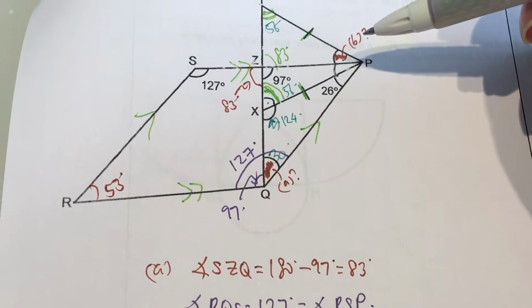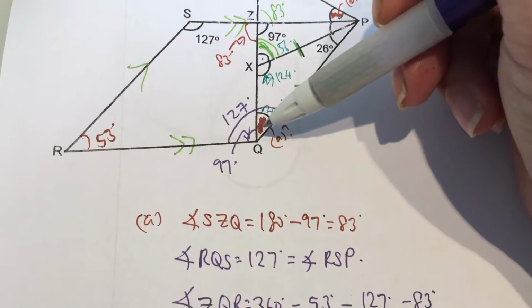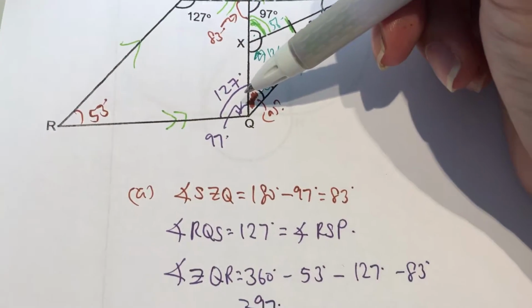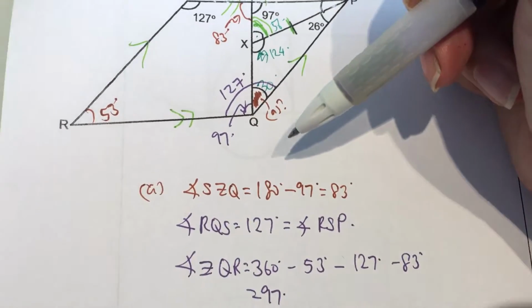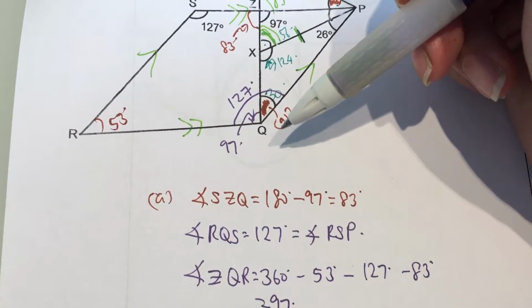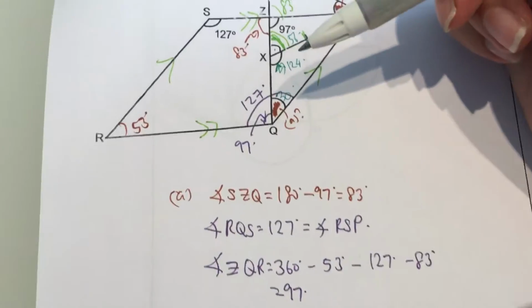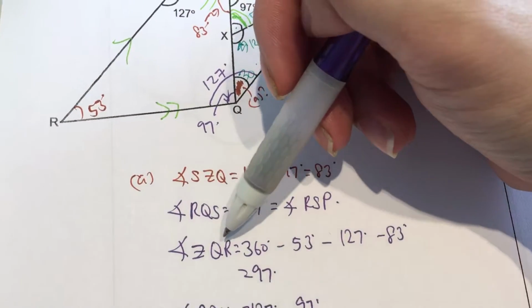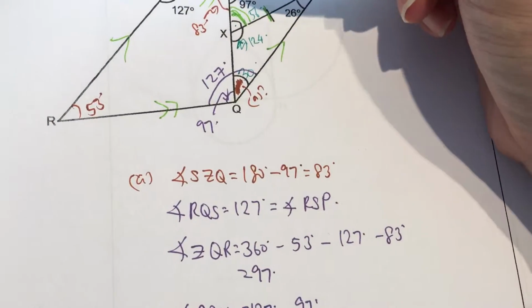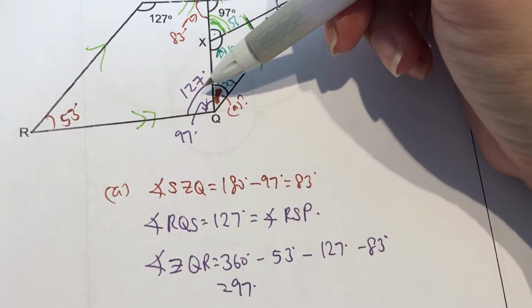So, let's see. This 127 as well. And then, again, to solve an angle question, there are many ways. This is a live video, so I will just make do with what I can think of right now. Probably you can find a faster way, so let me know. Yeah. So angle ZQR is 127.